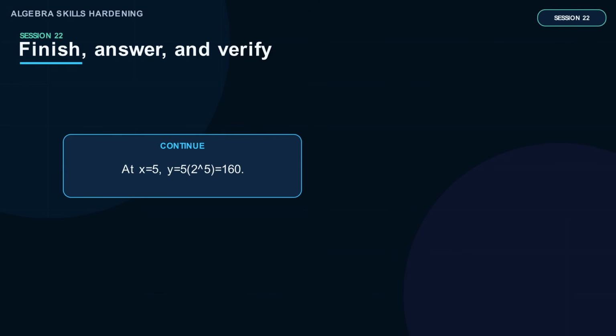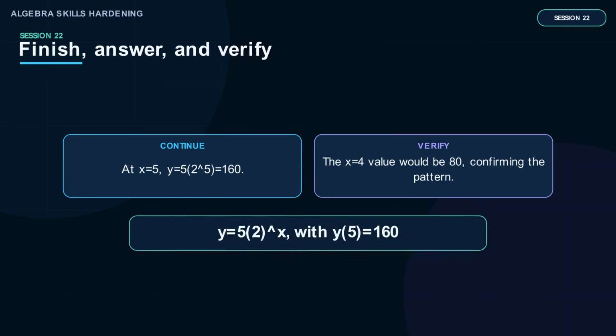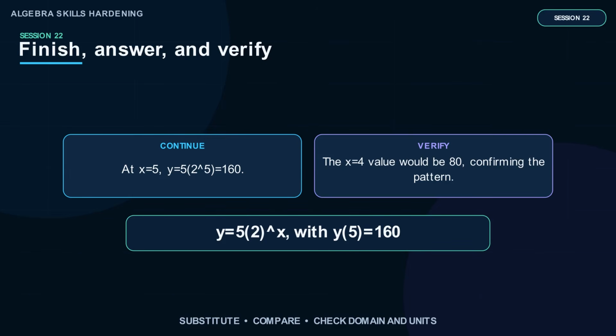State what the transformed line tells you. Complete the argument. The x equals 4 value would be 80, confirming the pattern. This is part of the solution, not decoration. The final answer is y equals 5 times 2 to the power x, with y at 5 equals 160. Compare it with the requested variable, expression, unit, interval, or classification. Verify from another direction: substitute, compare representations, inspect units, or test a boundary. Prove that the result satisfies the original conditions.